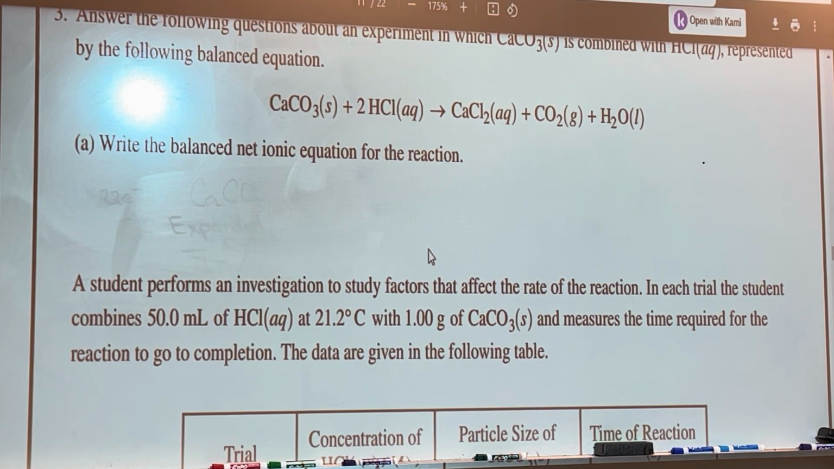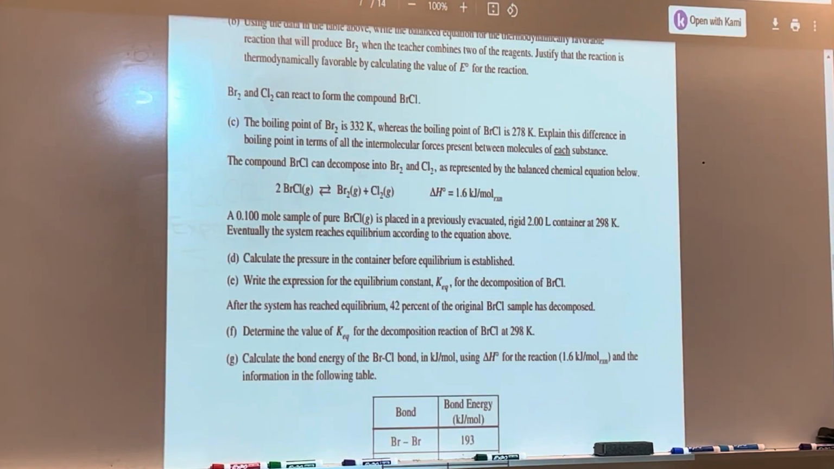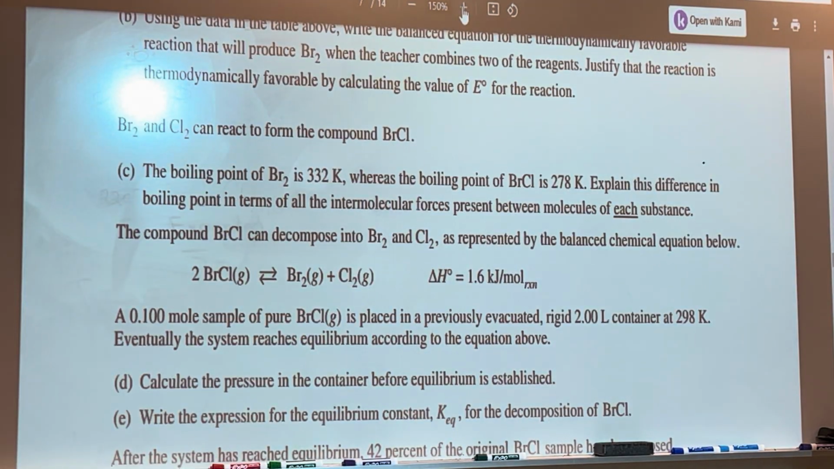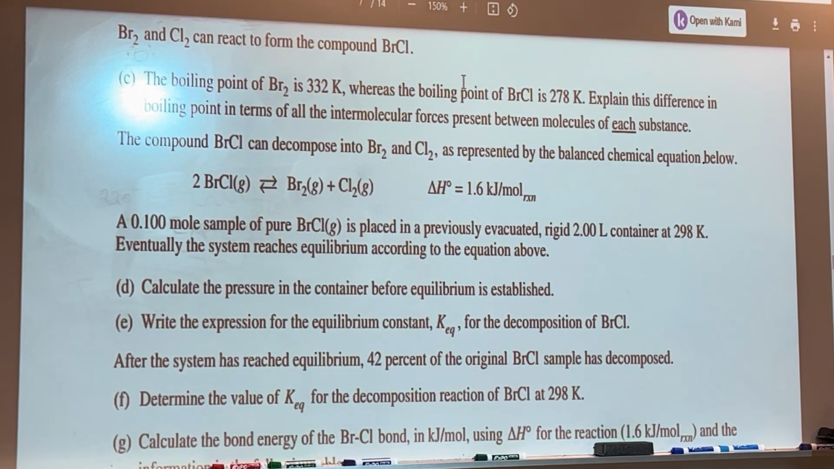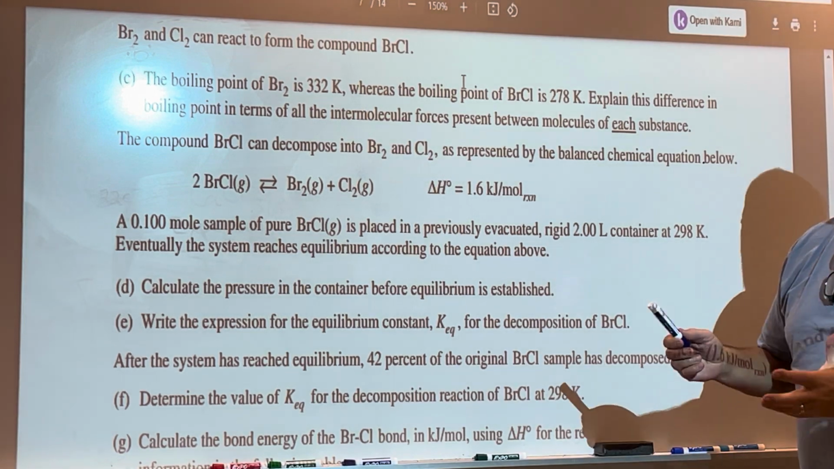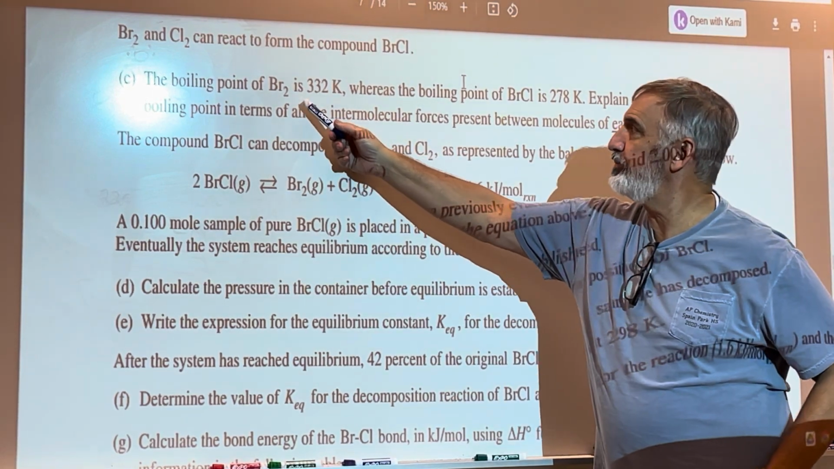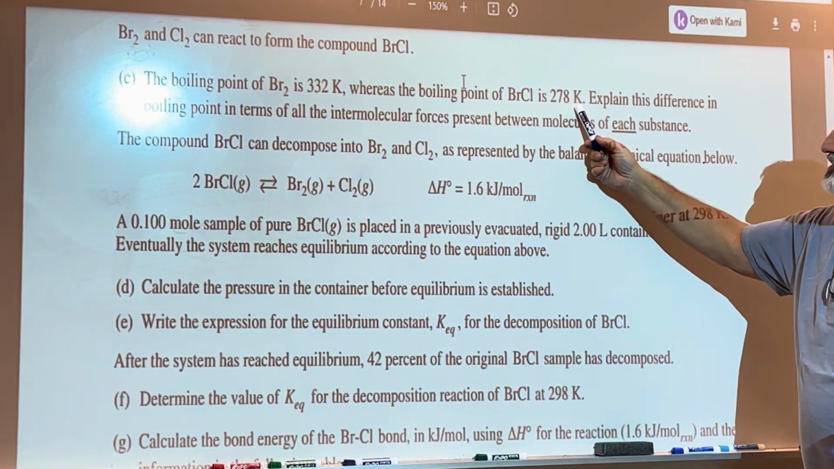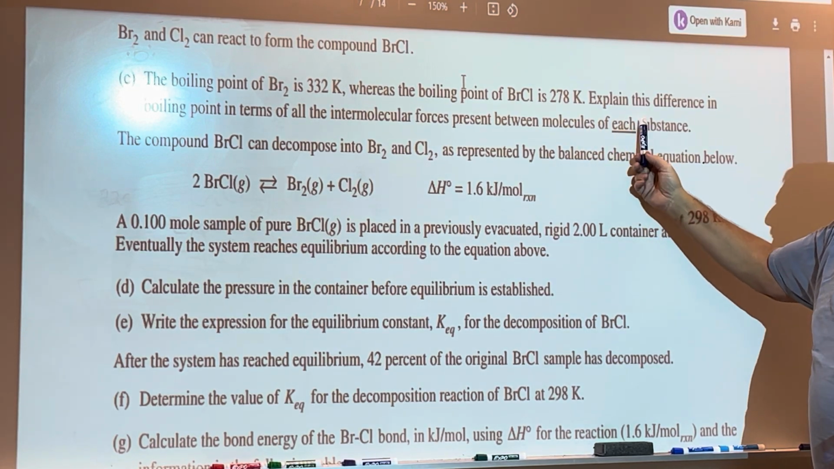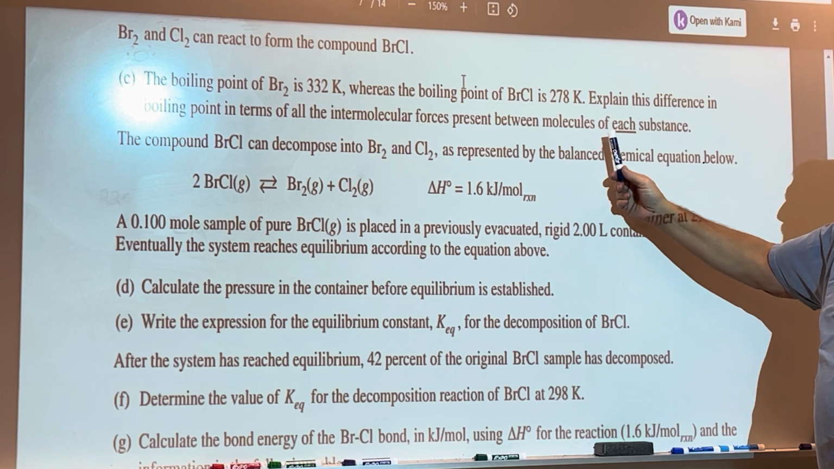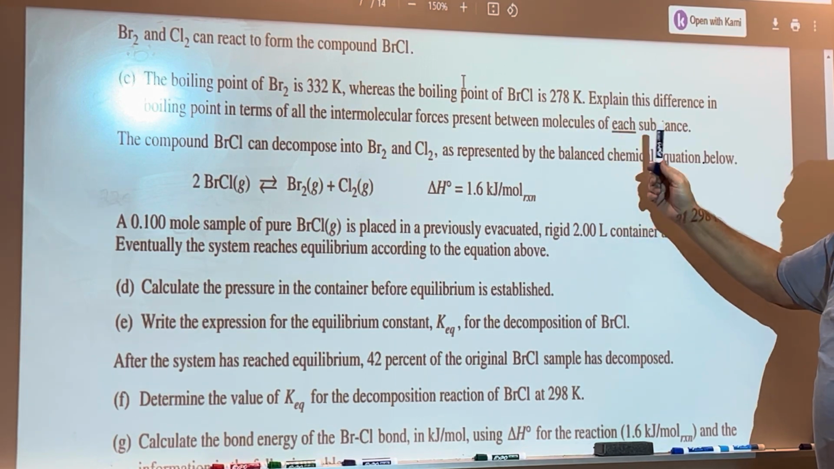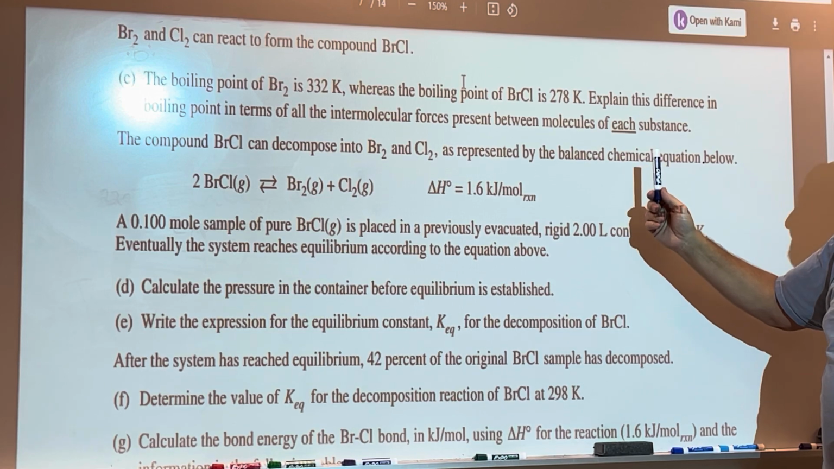Okay. So now, if we go back up to here, that's 18, there's 19. Let's look at, again, review what we just did, just to show you that it's on the test. This is last year's test still. The boiling point of bromine is 332, BrCl is 278. Explain this difference in terms of intermolecular forces between molecules of each substance.